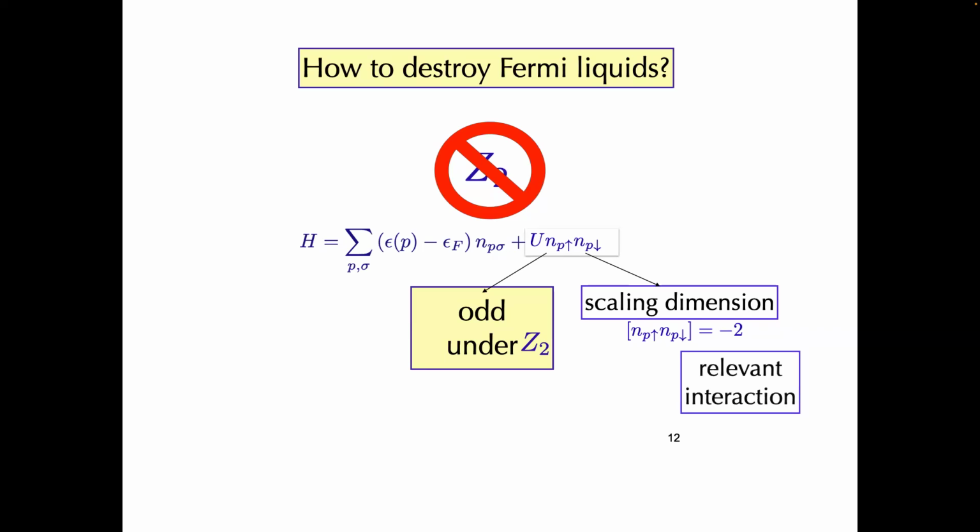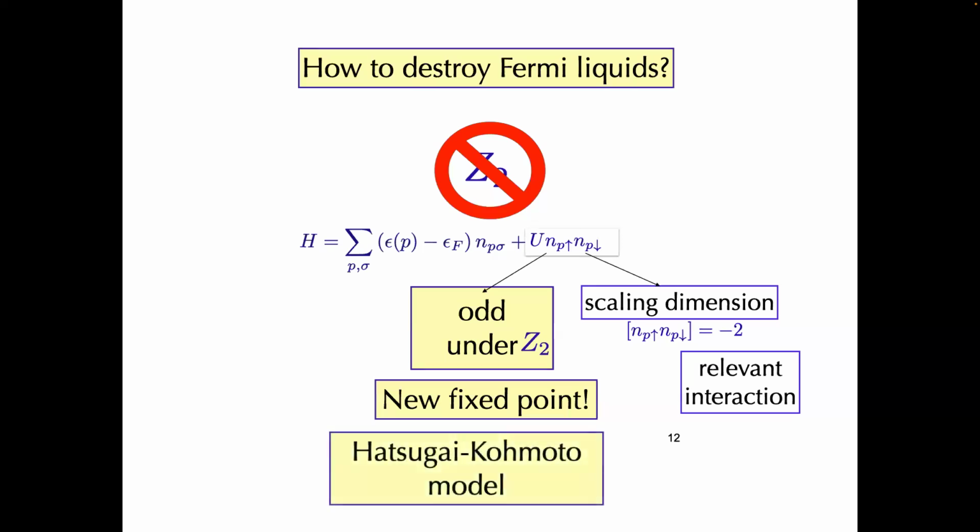Okay. So there's a relevant interaction. And this has to define a new fixed point, because it's taking you away from a Fermi liquid. What is it taking you to? Well, some of you might recall a paper in 1993. This is the Hatsugai-Kohmoto model. Has anyone heard of this model? Okay. Well, of course, Peter's heard of it. We've been talking about this.